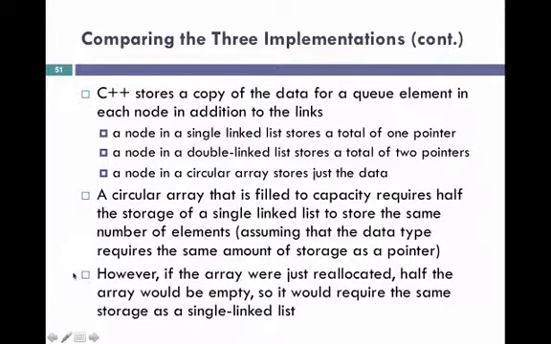Now if the array is just allocated, though, half of the array would be empty, so in that case it's similar to the storage of a single linked list with data that's the size of a pointer. Now if the data items we're storing in the queue start to grow much, much larger than pointers, then our amount of overhead for pointers becomes less and less.